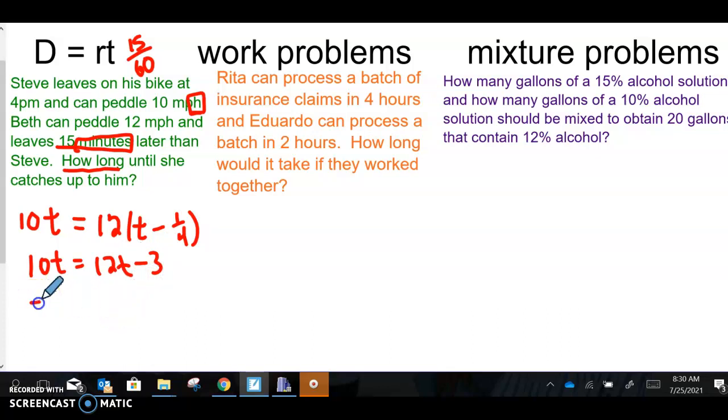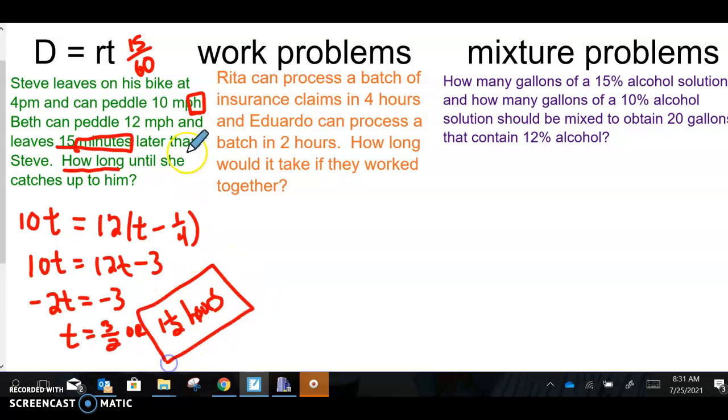I'm going to subtract 12t to the other side. Negative 2t equals negative 3. So t equals negative 3 over negative 2, 3/2, or it's going to take 1.5 hours. Does that seem crazy? Even though she rides a little bit faster, it doesn't make up for that 1/4 of an hour that they're both still riding. That 2 miles every hour that she catches up with him. It's going to take 1.5 hours for her to actually meet him.